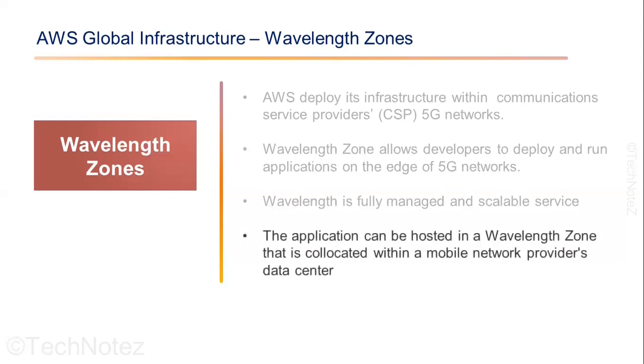The application can then be hosted in a Wavelength Zone that is co-located within a mobile provider's data center. An example of how an application might use the AWS Wavelength Zone is an online gaming application that is designed for mobile users. Traditionally, this kind of application would be hosted in a central data center which would then be accessed by mobile users over the internet. But with AWS Wavelength Zone, the application can now be hosted in a Wavelength Zone that is co-located within a mobile network provider's data center. That means the mobile users of that application don't need to travel outside of the mobile provider's network to access the application.